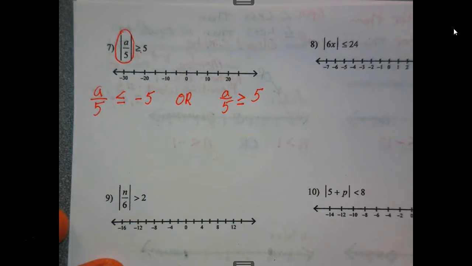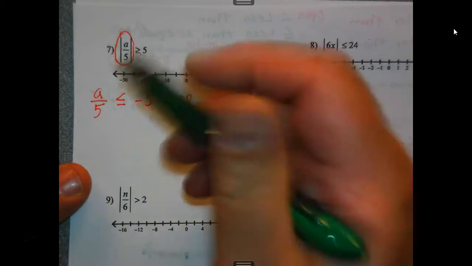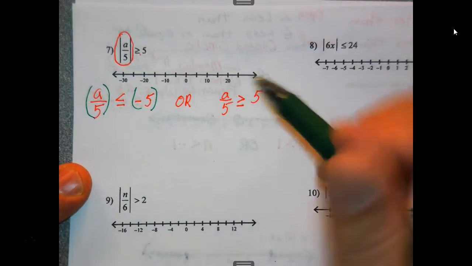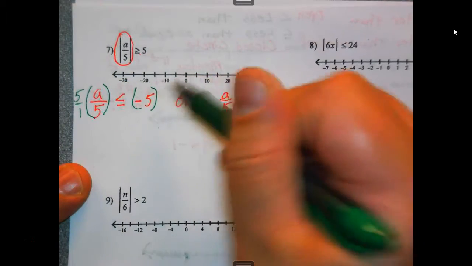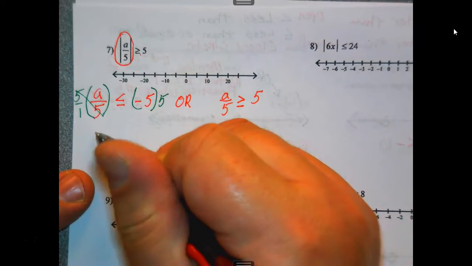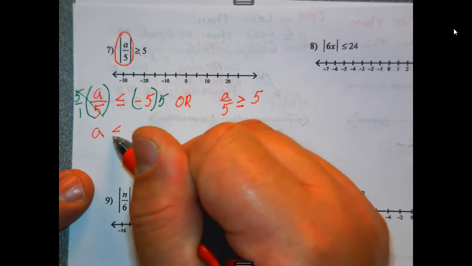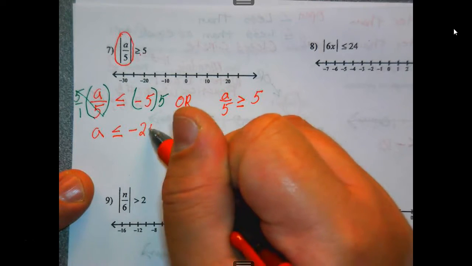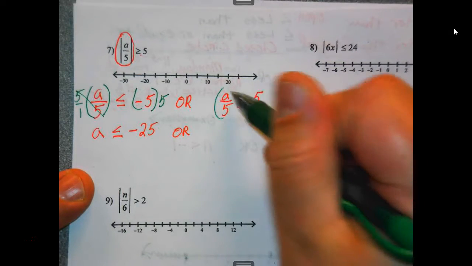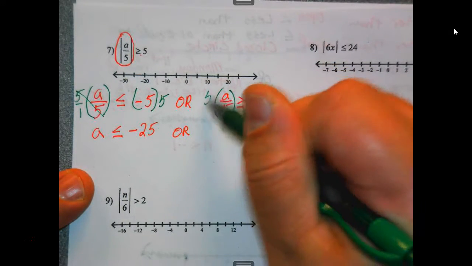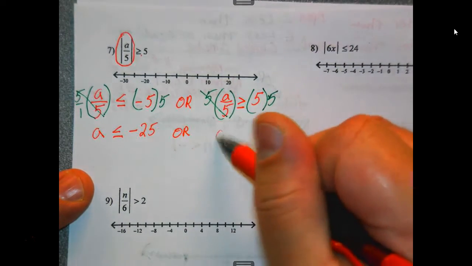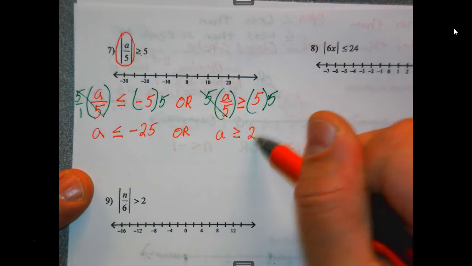Now I have to solve for A. So here, I'm going to multiply both sides by 5, or 5 over 1. I have A is less than or equal to negative 25, or, multiply both sides by 5 here. I get A is greater than or equal to positive 25.